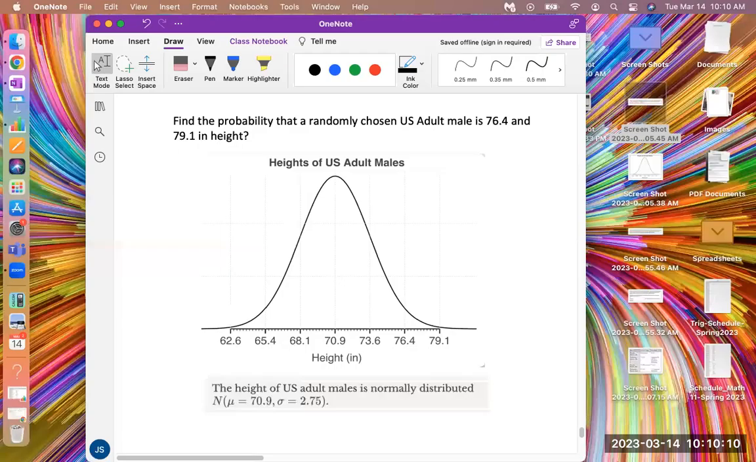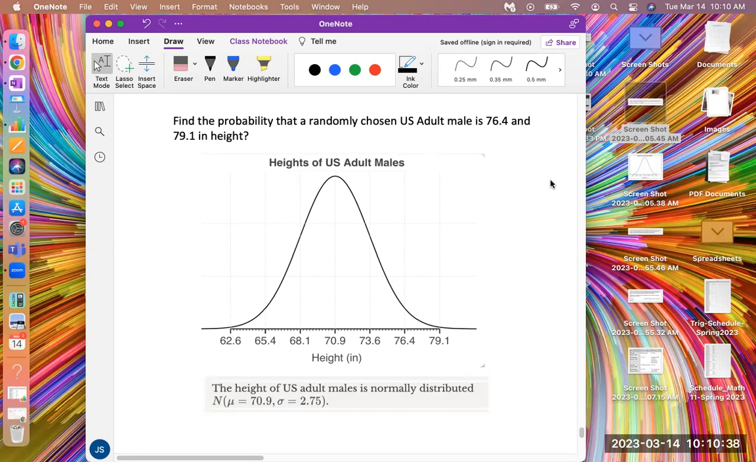Okay, hi class. Find the probability that a randomly chosen US adult male is between 76.4 and 79.1 in height. So the way we're going to be finding probabilities of things that are normally distributed is we're going to be finding the area under the normal curve in that interval.